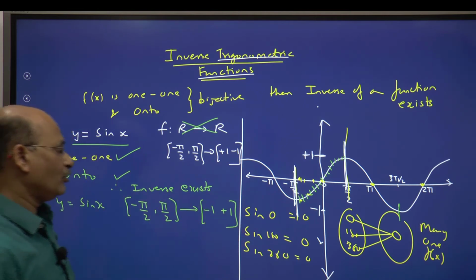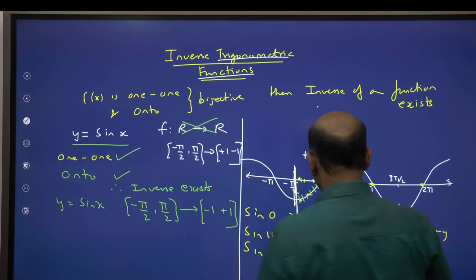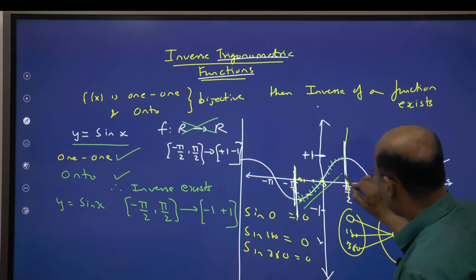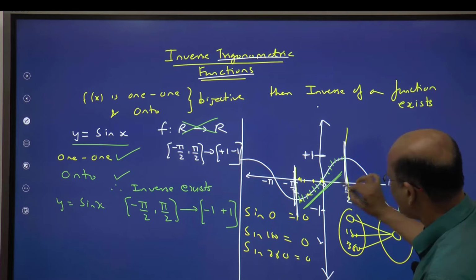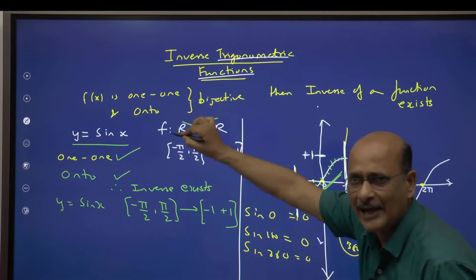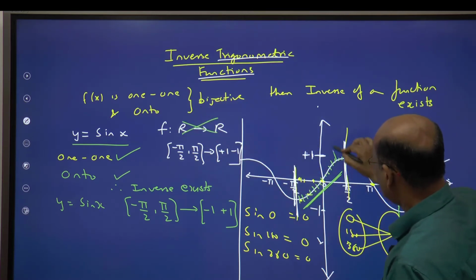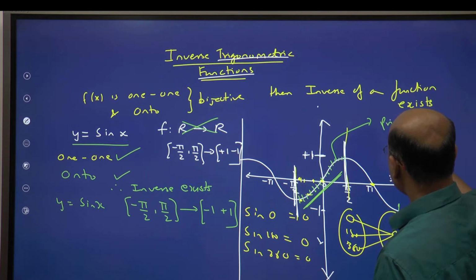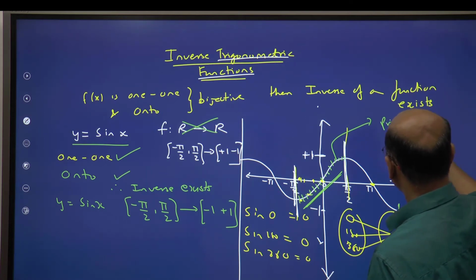Before we proceed, I want to share with you something important. These values from minus pi by 2 to pi by 2 for the sine trigonometric function are called the principal value.